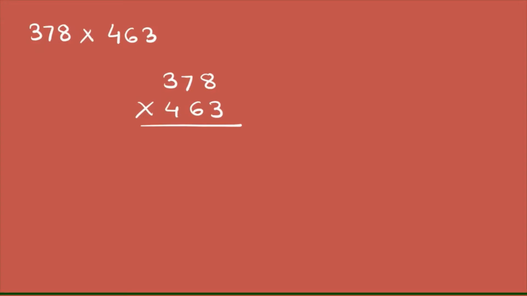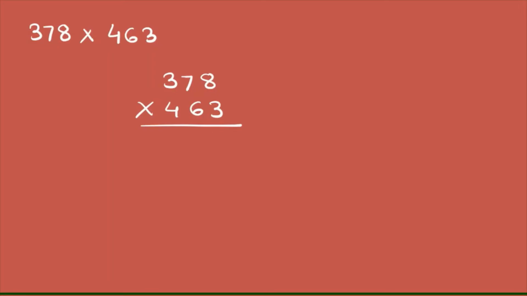Now we are ready to multiply. We are going to do 3 times 378. After that 60 times 378, because 6 is in tens place in 463, and after that we are going to do 400 times 378 because 4 is in hundreds place in 463. So let's get started.